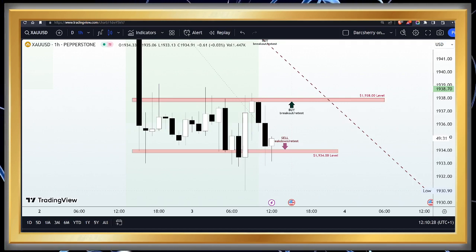Remember, we have the NFP data coming up tomorrow, and of course we do want to position ourselves ahead of that event. So let's see how the market will play out, and by tomorrow we'll be here again to review and strategize, positioning ourselves ahead of tomorrow's session.